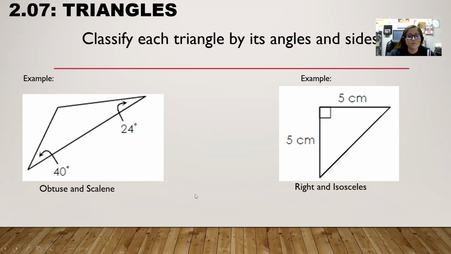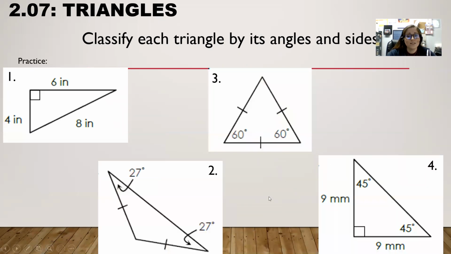Okay. This second triangle, we've got this box in the corner that tells us that this is a 90-degree angle, which means that if there's one 90-degree angle, we could say that this is a right triangle. And then we've got two sides that are labeled as 5 centimeters, which means two sides are equal to one another. So we would say that this is also an isosceles triangle.